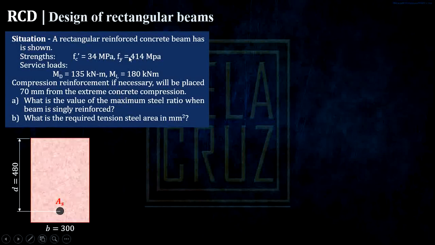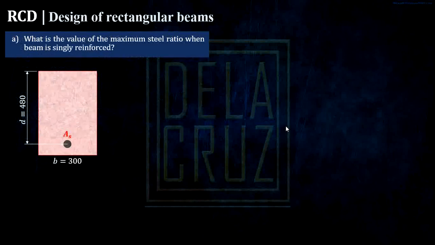A rectangular reinforced concrete beam has these strengths and service loads, and it is stated that the compression reinforcement, if necessary, will be placed 70 mm from the extreme concrete compression. Before that, we will start with part A. What is the value of the maximum steel ratio when the beam is singly reinforced?